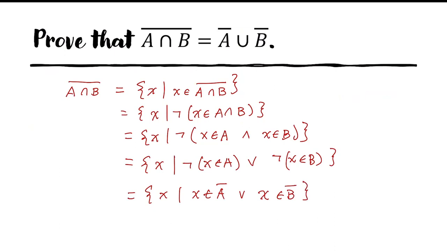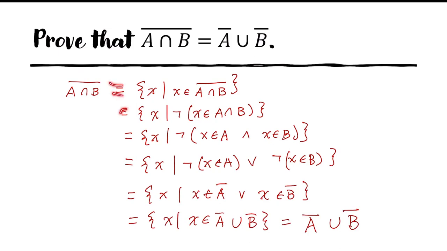Now here you have a disjunction. And disjunction means you have x is in A's complement or B's complement. And that will give you all the elements in A's complement union B's complement. Then you don't need to show both ways because they are connected with the equal sign. Equal sign means it goes both ways. They're equal to each other. Any questions here? So this method is we apply the existing identities.